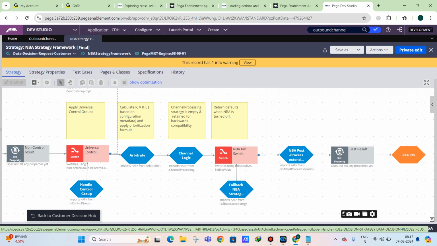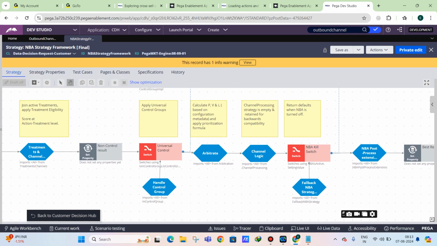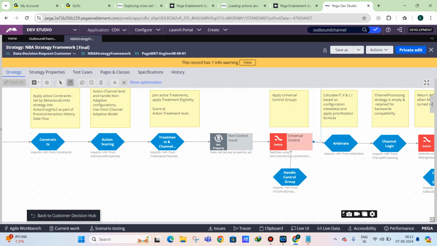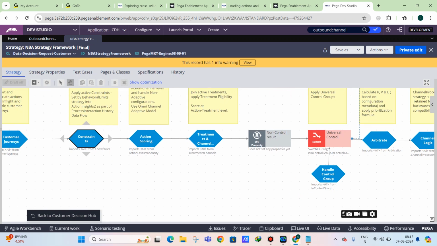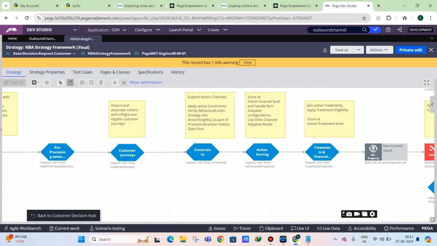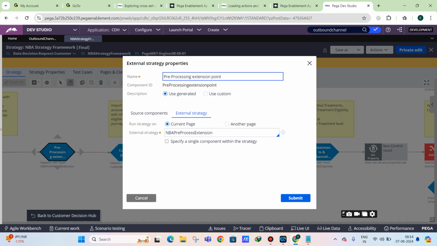Now if you see here, in this strategy somewhere they are calling the constraints, right? Contact policy and suppression rules, which I just showed you, are part of the constraints in the next best action designer. So within the constraints, the outbound channel limits will also be getting called. Now here you have something called pre-process extension. You see, this is an extension, right? Whatever is having the extension, these are the strategies which you need to customize.